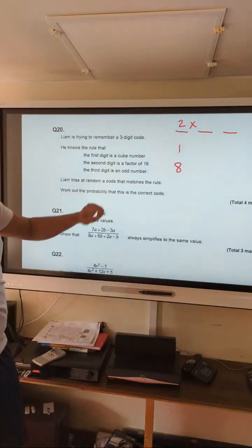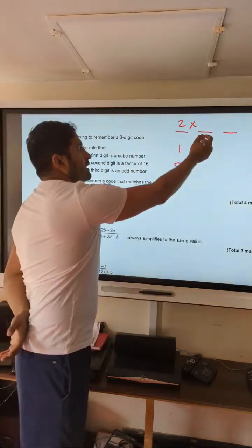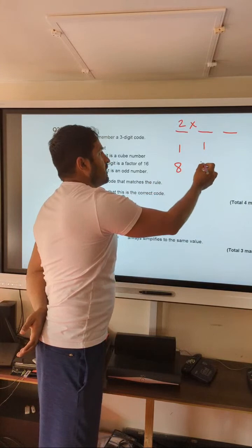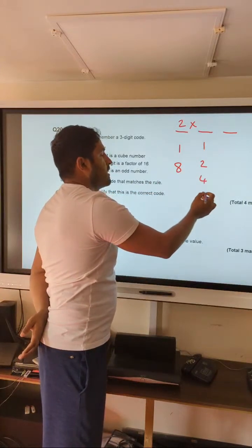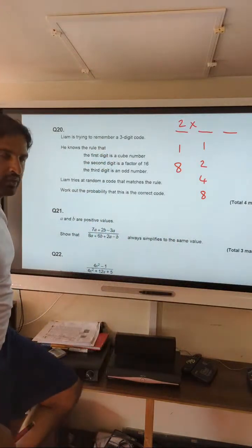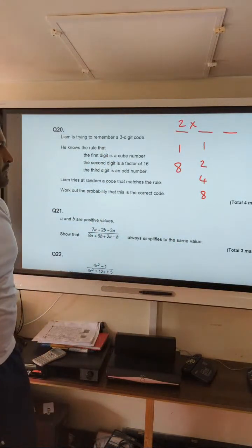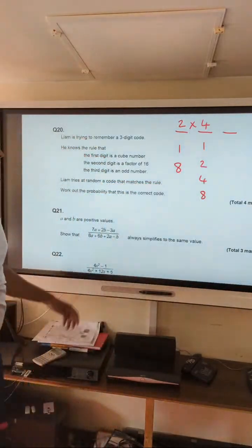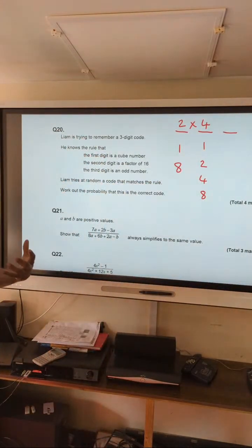And then the second digit is a factor of 16. That's single digits: 1, 2, 4, and 8. There aren't any other factors of 16 within single digits, so there are 4 choices for that. And then the third digit is an odd number.